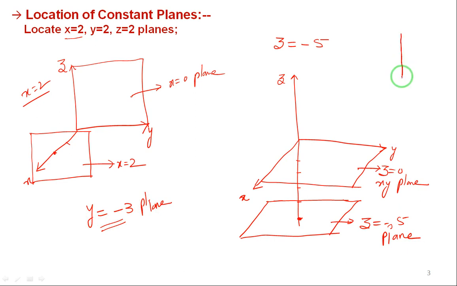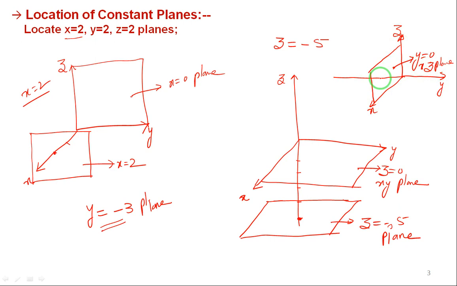So I will draw here. X, Y, and Z. Y equal to minus 3 means the negative y axis is required. So draw the negative y axis. Now the y equal to 0 plane means the xz plane, right? Parallel to the x axis and parallel to the z axis. This plane is nothing but the y equal to 0 plane, also called the xz plane.